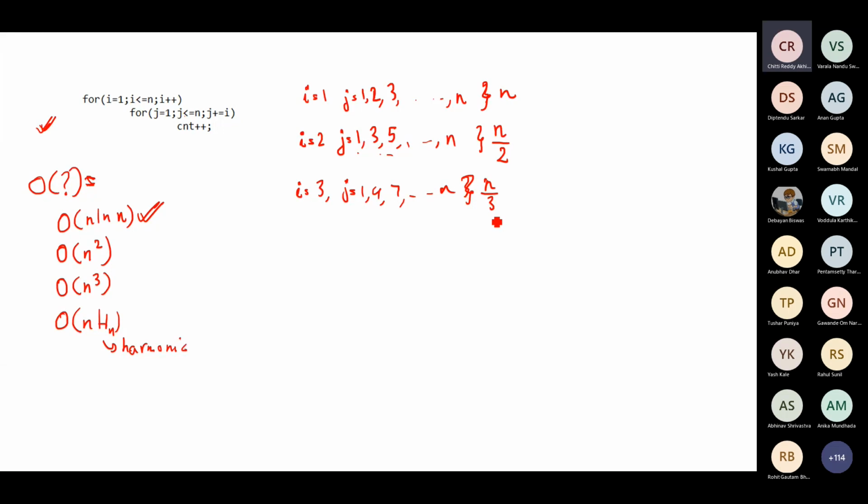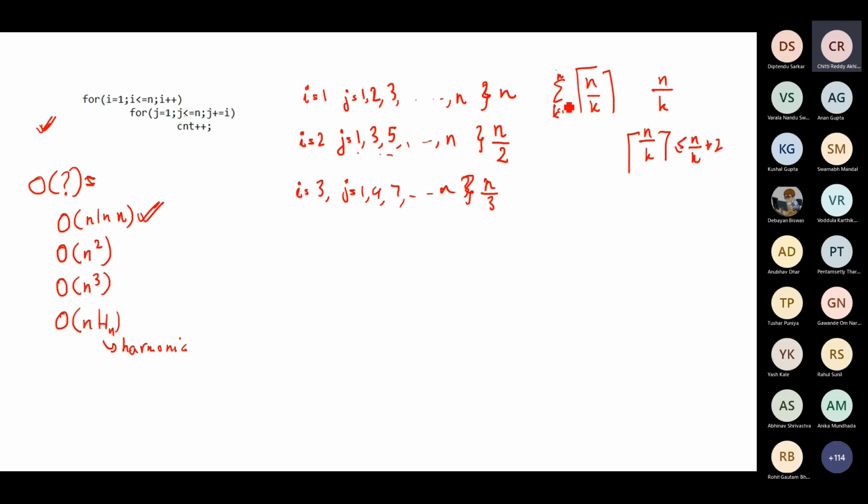That's okay, right? Ceiling of n by k, so it is the sum of ceiling of n by k from k equals 1 to n. Yes, that is okay. This is similar to n H n. This sum and just writing n by k is not really much of a big difference, because you can bound it above by n by k plus 2. And actually we are dealing with integers, so we can use discontinuous functions also.